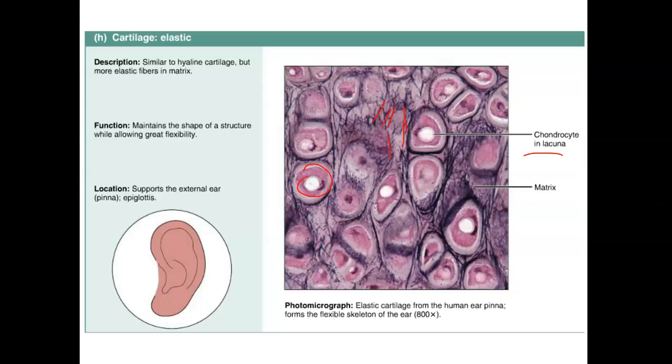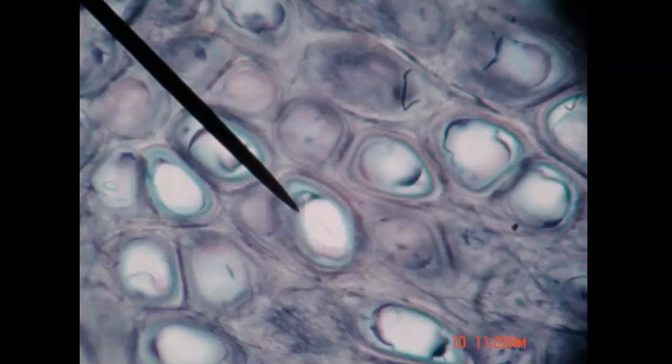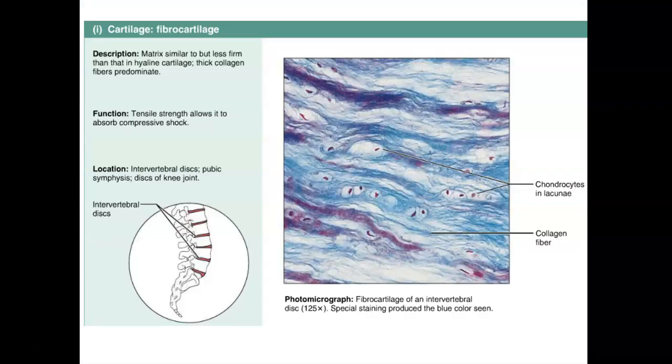Location of elastic cartilage, we see elastic cartilage in the external ear and also in the epiglottis. And here's another image of elastic cartilage. So again, you can see the chondrocyte in the lacuna, and then in the extracellular matrix, you see these very fine elastic fibers. Then the last type of cartilage is the fibrocartilage.